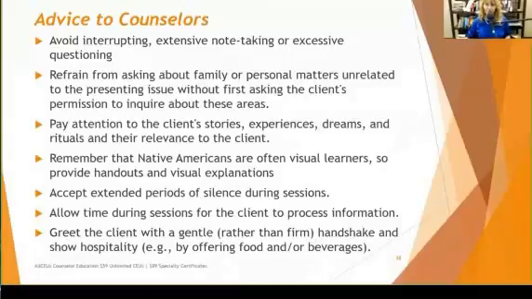Remember that Native Americans are often visual learners, so provide handouts and visual explanations whenever possible. If you're trying to explain something, you may want to write it down. If you're trying to explain the ABC technique of cognitive behavioral, hand them a worksheet so they can look at it. Give them as much printed material as possible so they can read it in their own time.